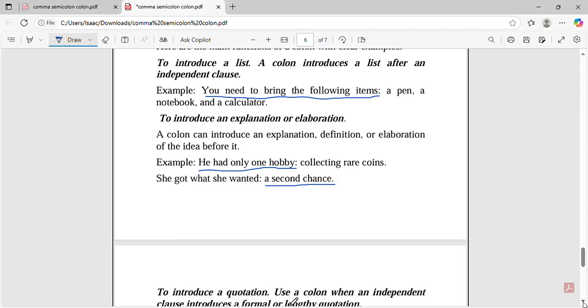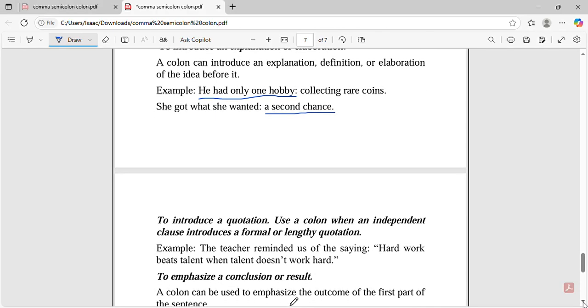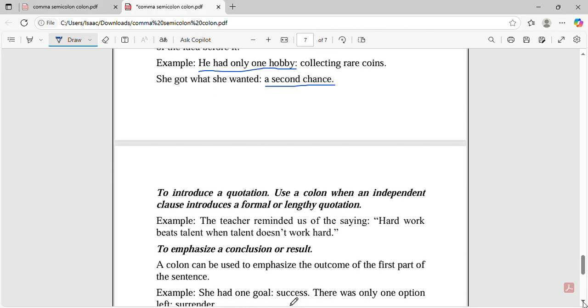Yes, you can use a colon also to introduce a quote or a general saying. Now, this is a quote, you're quoting someone, and remember the quote too must be at the end of the clause. The teacher reminded us of the saying. Now, what is the saying? Hard work beats talent when talent doesn't work hard. So this is the saying, you're simply quoting the teacher. So you use your colon and you then introduce the quote.